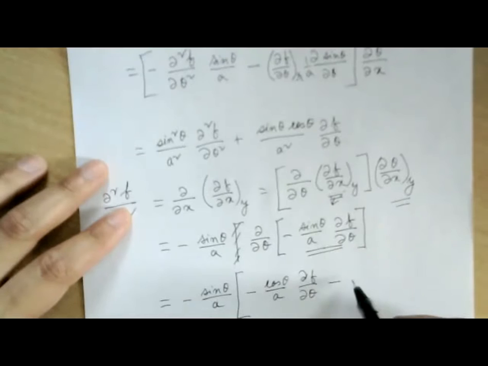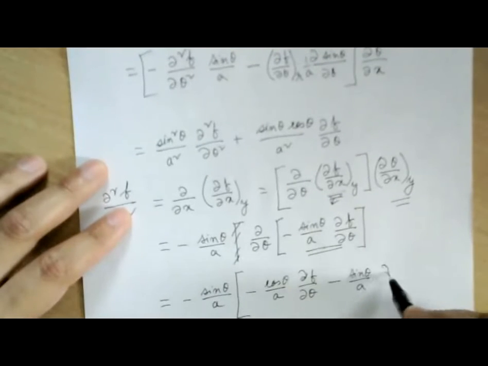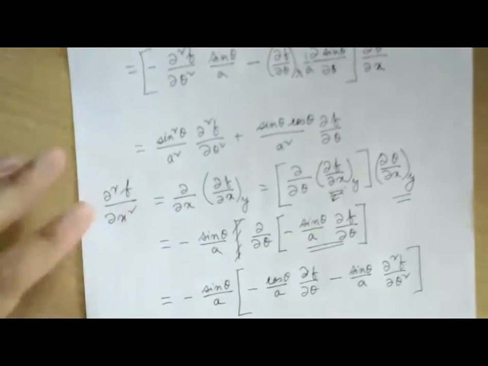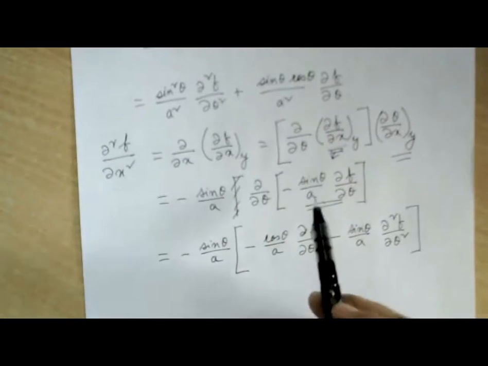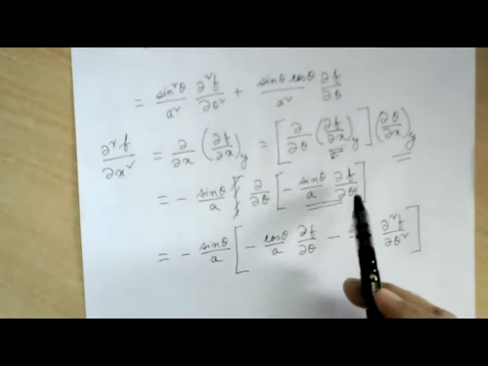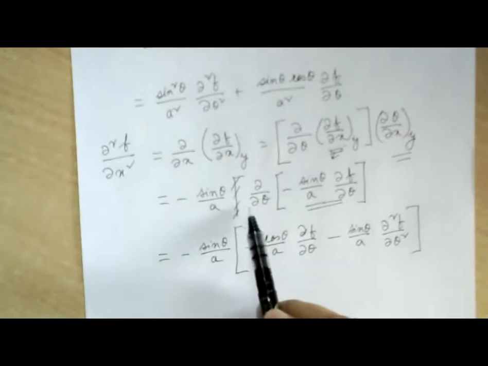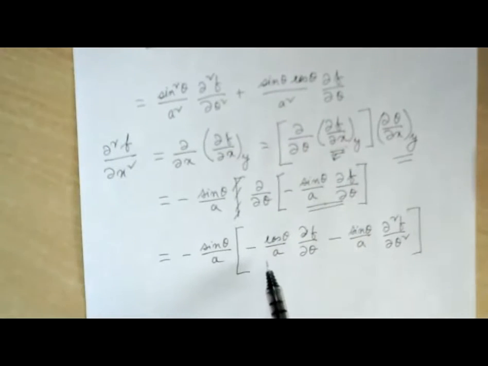Minus, now you keep this constant and differentiate this. This is del 2f by del theta square. So this is a function of theta. This is also a function of theta, and you are differentiating with respect to theta, so we have used the product rule here. Sorry, not the chain rule, we have used the product rule here.